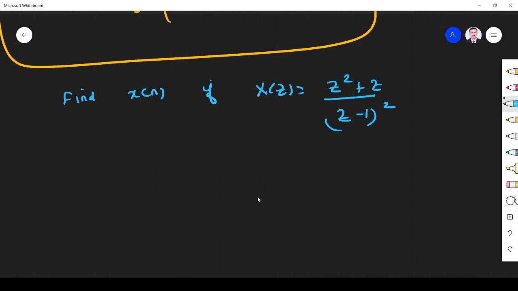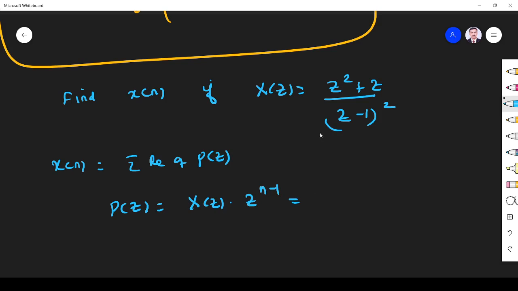So what I have to do? x of n is equal to sum of residues of p of z. Right? So first what I have to do? P of z I have to find. P of z is what? P of z is x of z into z power n minus 1. So x of z is this one: z square plus z divided by z minus 1 whole square into z power n minus 1.